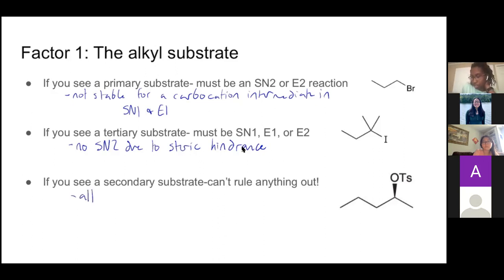Are there any questions about using substrates? Just above or below the primary substrate where you wrote not stable for carbocation, what's the word next to carbocation? Intermediate, sorry. Okay, thank you. I'll rewrite it. Are there any other questions?